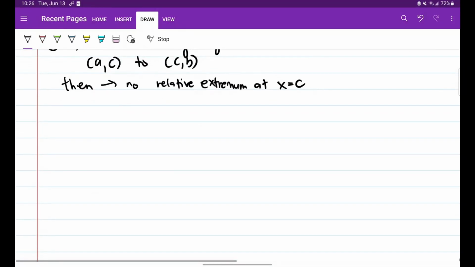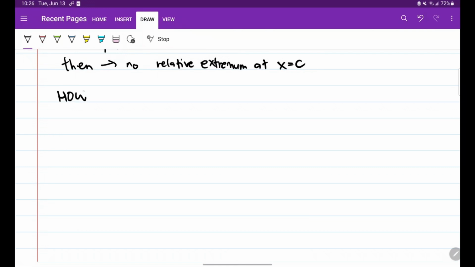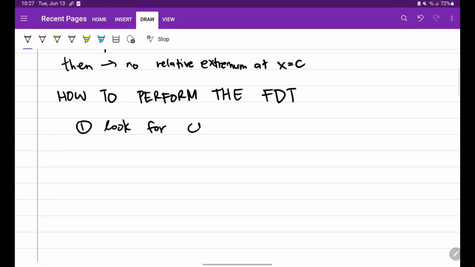So, ngayon, how to perform the first derivative test, no? So, hatiin natin siya into steps, no? So, first is look for critical numbers. And kung hindi nyo pa napapanood yung about critical numbers, you can watch it in our previous videos.